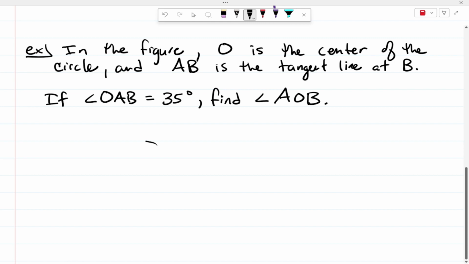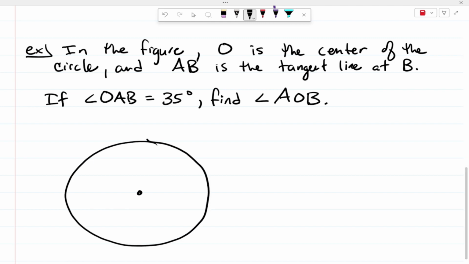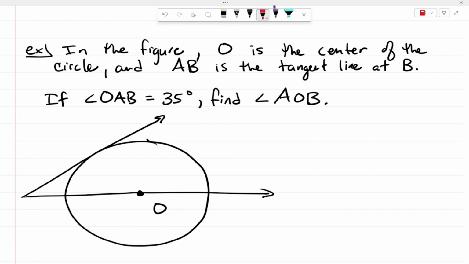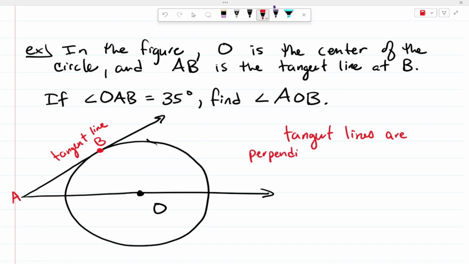So let me go ahead. Let's draw this circle. So here's our circle. Remember, O is in the center. Now we have an angle and a tangent line. So the tangent line is right here. And remember, this tangent line is called AB. All right. Now, one of the important things about a tangent line is this. Tangent lines are perpendicular to the radius drawn to the point of contact.